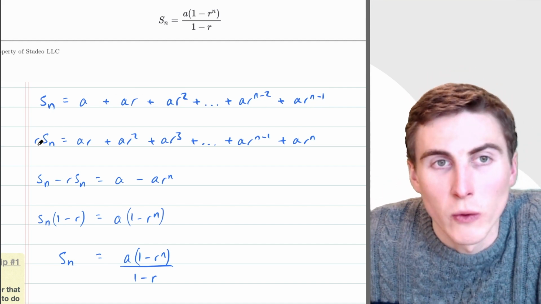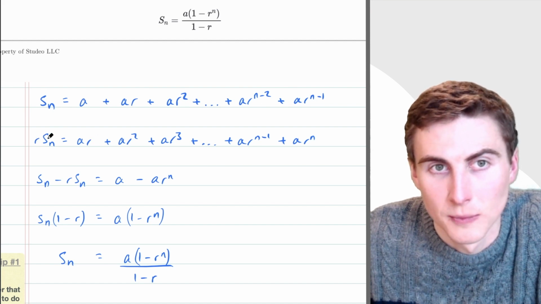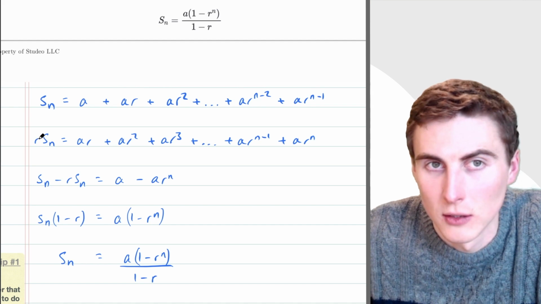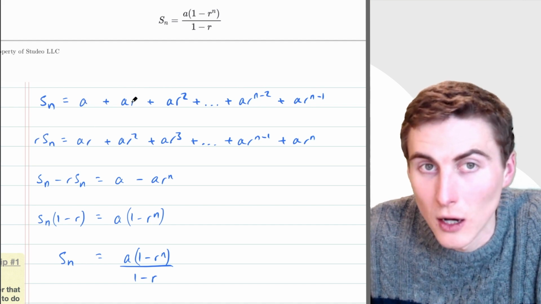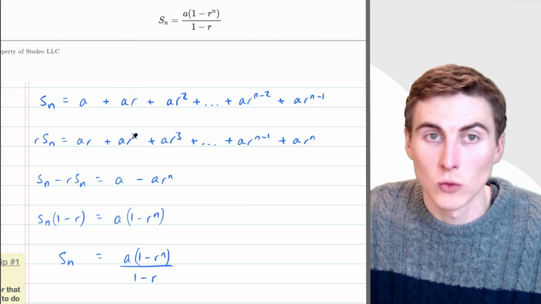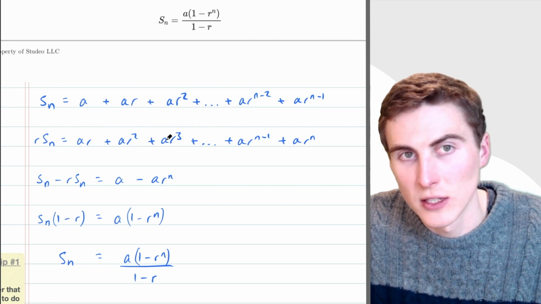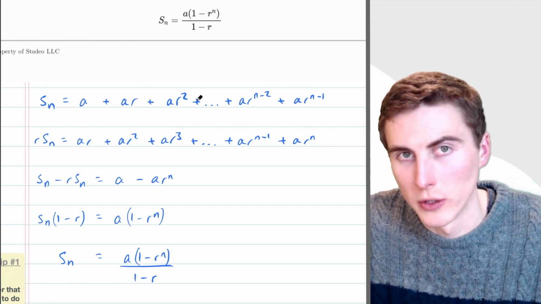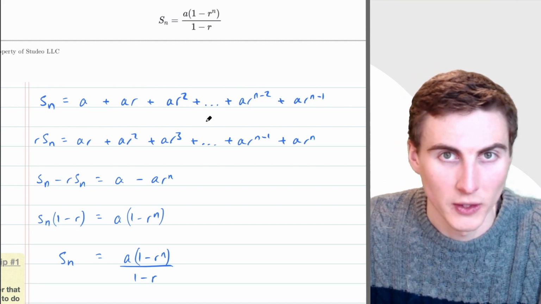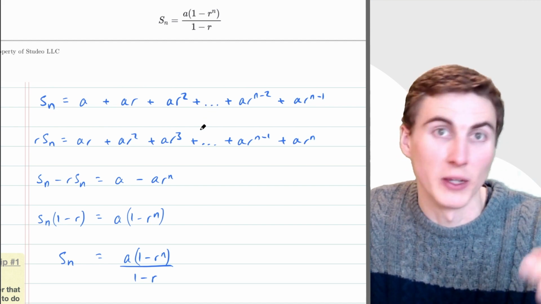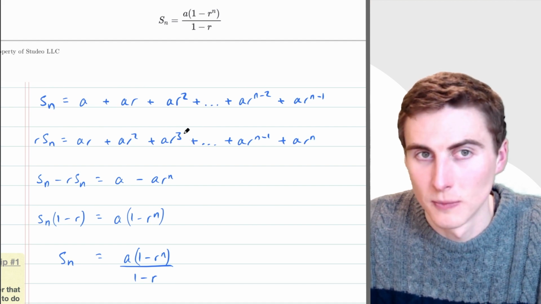Then we do this weird thing where we multiply everything by r. You can see I put an r here on the left, so I multiply my Sn by r. I also multiply a by r to get ar, multiply ar by another r to get ar squared, and so on and so on. So basically this row is the same as the top one, except every single term has been multiplied by r. That doesn't really make any sense by itself, but it will make sense when we use it in a minute. But that's what you do. So you write out these.